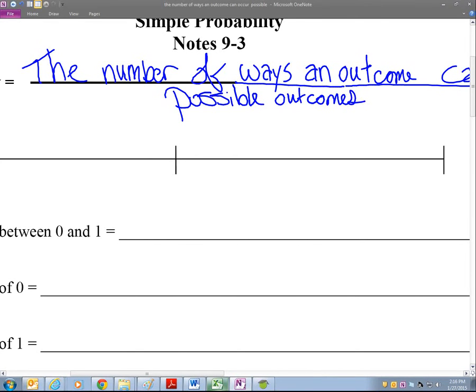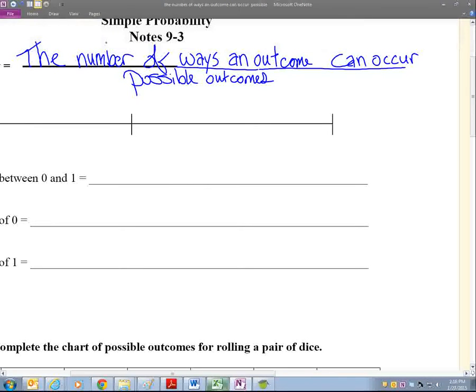And that might not make a whole lot of sense right now, but it'll make sense in a minute. Let's go. As I'm talking, you're writing, rather than writing when I'm writing. Focus. Let's go. So it's the number of ways an outcome can occur over the possible amount of outcomes, or the possible outcomes.